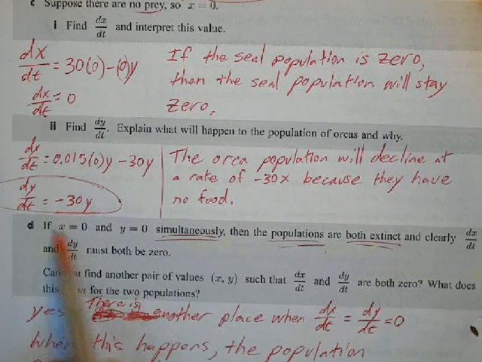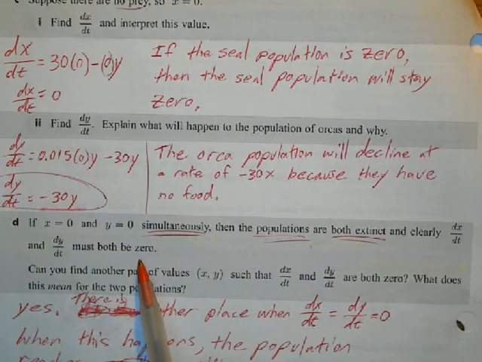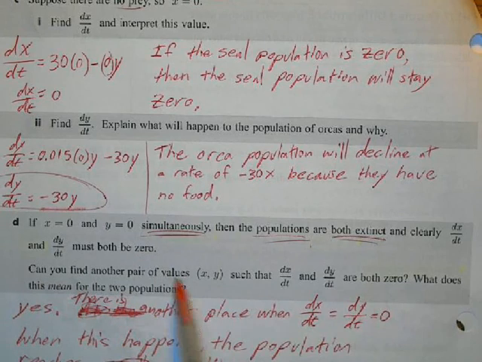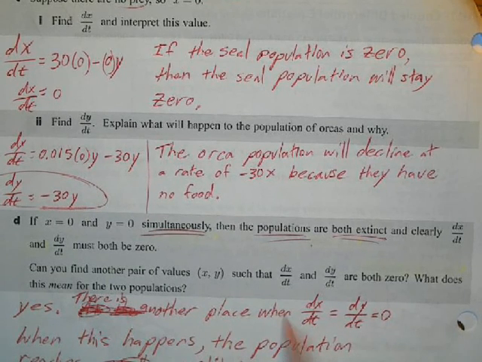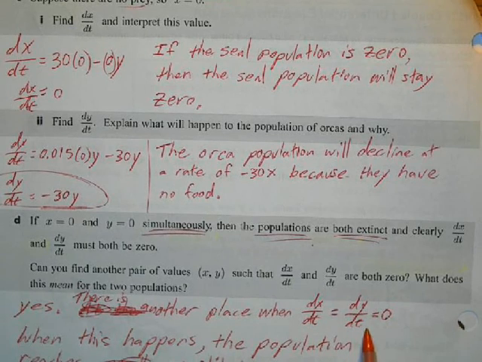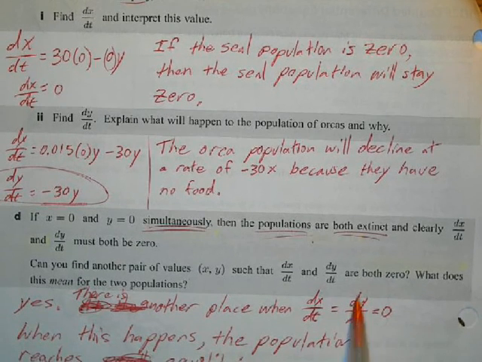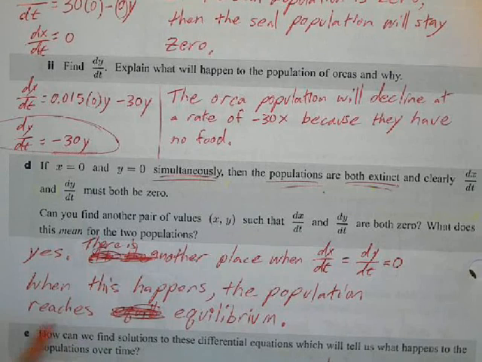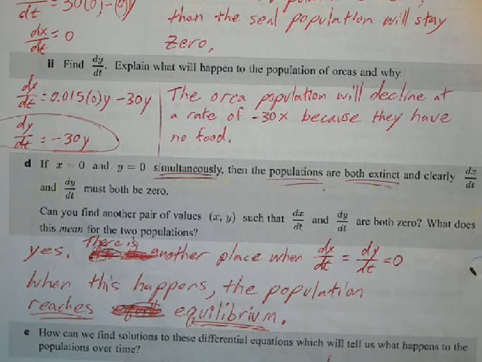Okay, so if x is 0 and y is 0 simultaneously, the population of both of them is extinct, and the change of both of them is 0. That should make sense. Hit pause to think about that if you need to. Okay, can we find another pair of values that are going to make them equal to 0? And the answer is yes. There is a way to find them equal to 0, and that's what our focus in this section is about. So this change and this change are going to be 0 when the population rates reach equilibrium. And we're going to talk about how to get to that equilibrium point today.